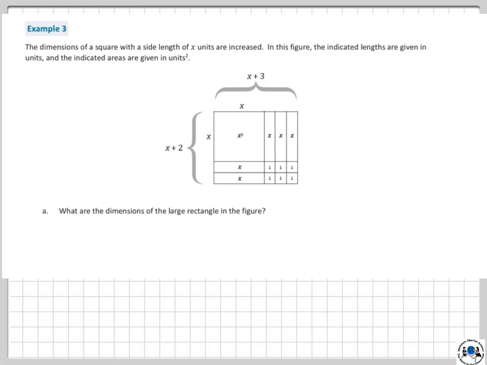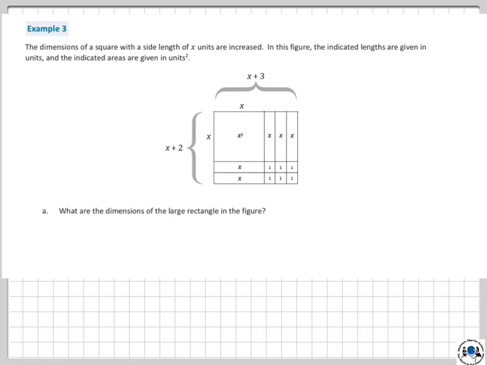Now example 3 is going to be a little bit different, because we are going to increase the dimensions of a square with a side length of x units, and another increase of length that is different than the increase in width. So a little bit different in that sense. So here you go. Example 3. The dimensions of a square with a side length of x units are increased.